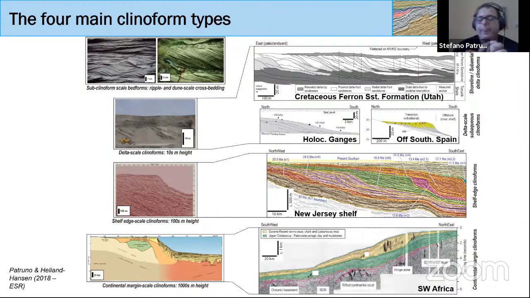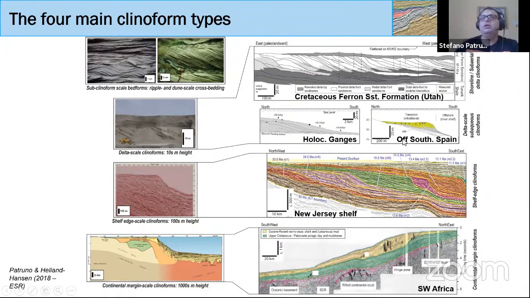So let's look again at some examples of these different scales of clinoforms. Delta scale clinoforms that are tens of meters in height, example here from an outcrop. Example, shoreline clinoforms from an ancient formation, Cretaceous in Utah. As you can see, this is the vertical bar, 20 meters. Example, subaqueous delta, Holocene Ganges, the scale bar is 20 meters. Example, this is sand prone delta scale subaqueous clinoforms of southern Spain, also with a comparable height.